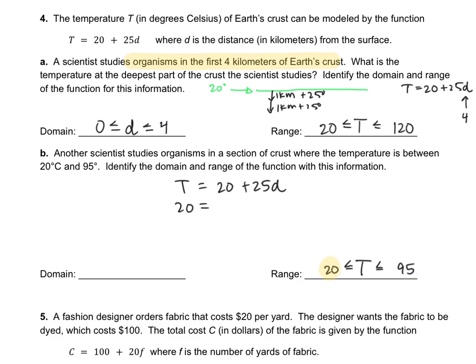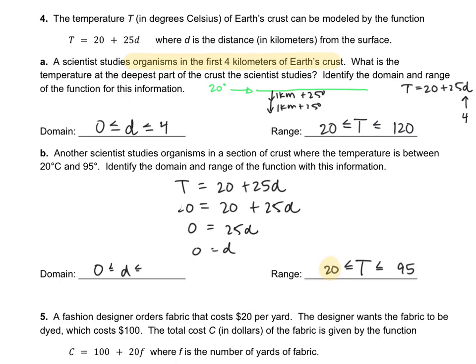And so if t equals 20, I've got 2 steps to isolate d. I'm going to minus 20 and then divide by 25. And if I minus 20, I get 0. Divide by 25, I get 0 again. Which makes sense. I already knew that one, that the temperature is 20 when the distance is 0. We've seen that a few times.